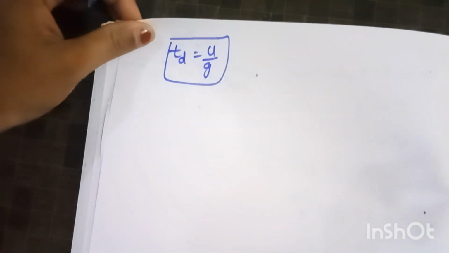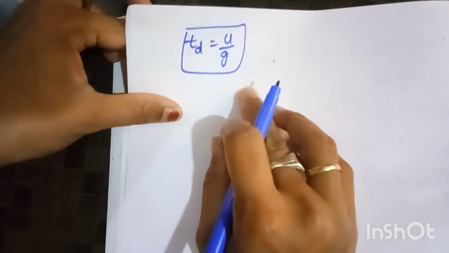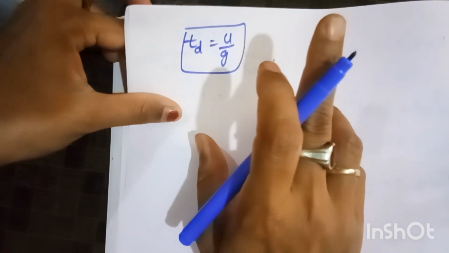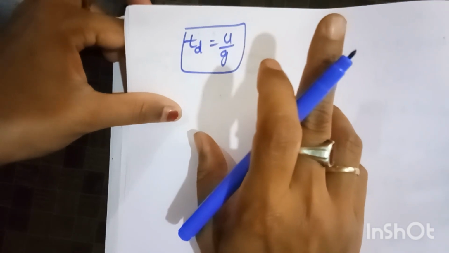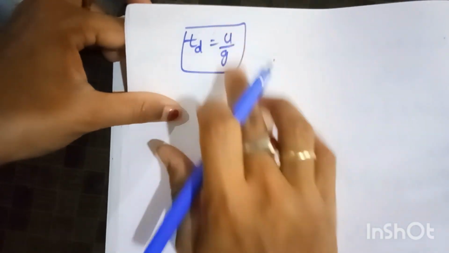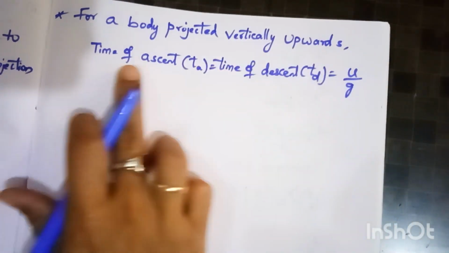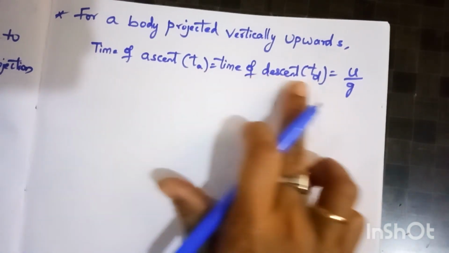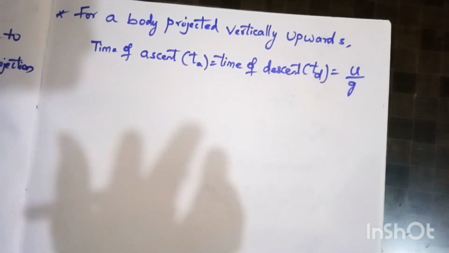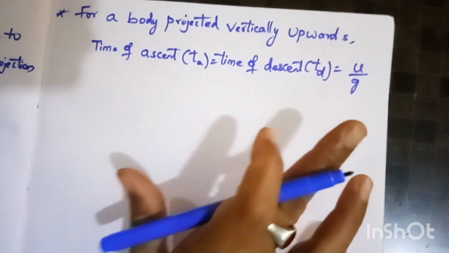So we discussed that time of ascent, Ta equals u by g, and here td equals u by g. The time taken for the upward motion, that is time of ascent, and the time taken for the downward motion, that is time of descent, are the same, u by g. So for a body projected vertically upwards, the time of ascent is equal to the time of descent, Ta equals Td, that is equal to u by g.